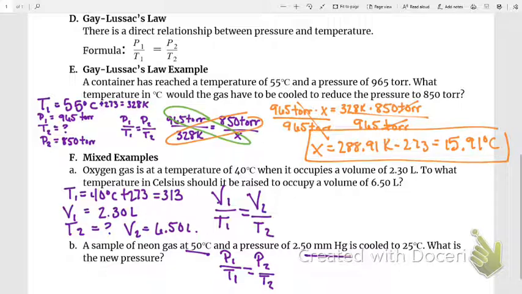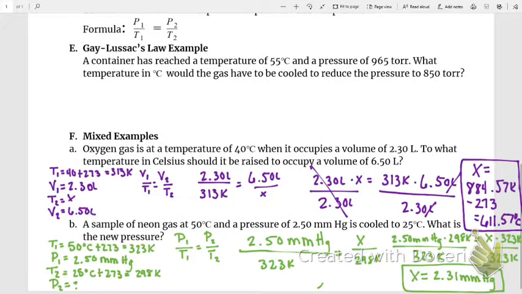So go ahead and take a second to pause this video. I'm going to work out the rest of the problems and you can check out how you did. So I went ahead and finished posting the answers for this. So for example A, I got an answer of 884.57 Kelvin by subtracting the 273. That drops it down to 611.57 degrees Celsius approximately. And then the last one is working with the P1 T1 equation. And so when I multiplied and solved it out, I got an answer of 2.31 millimeters of mercury.